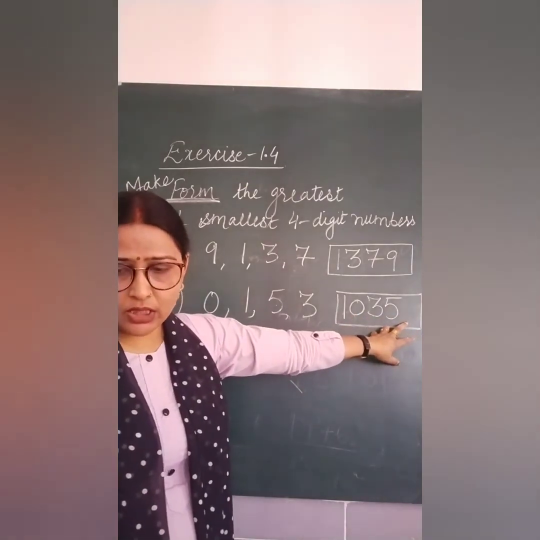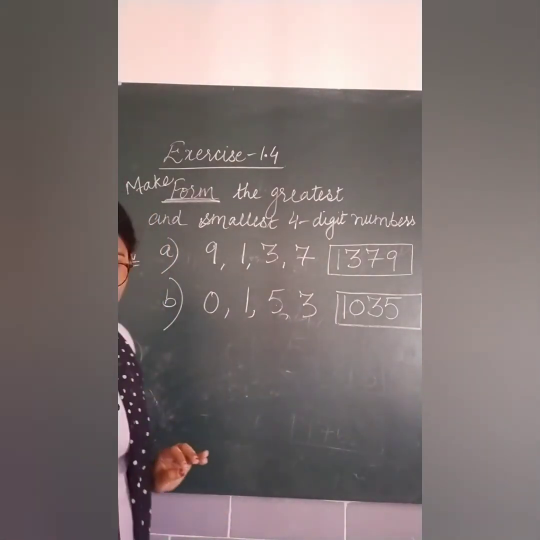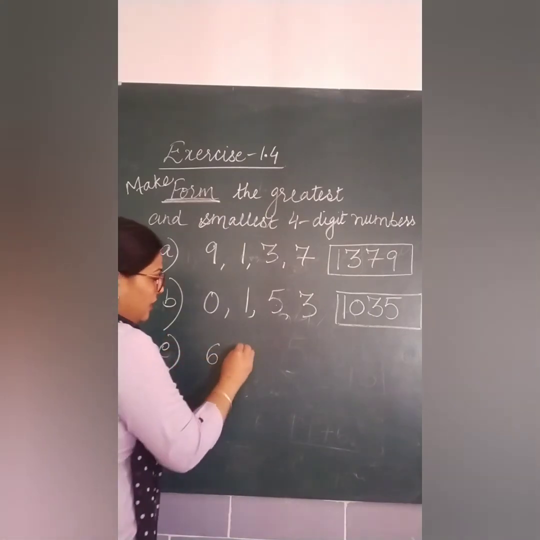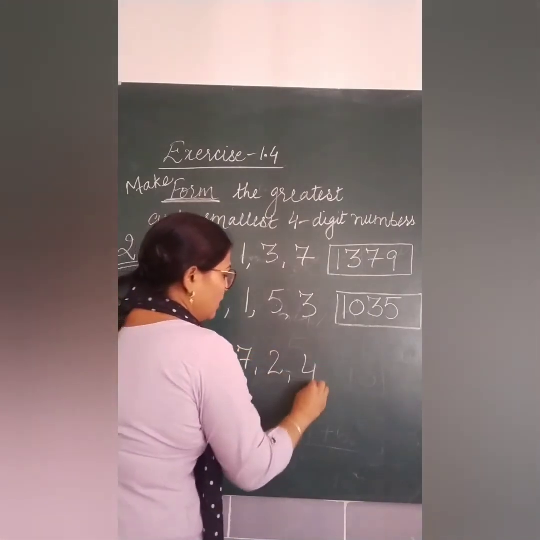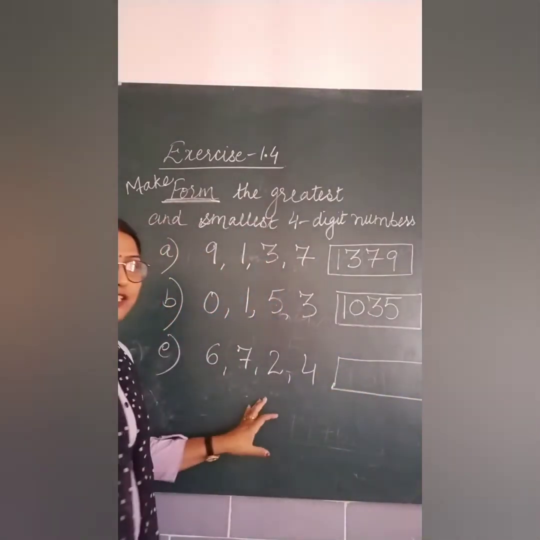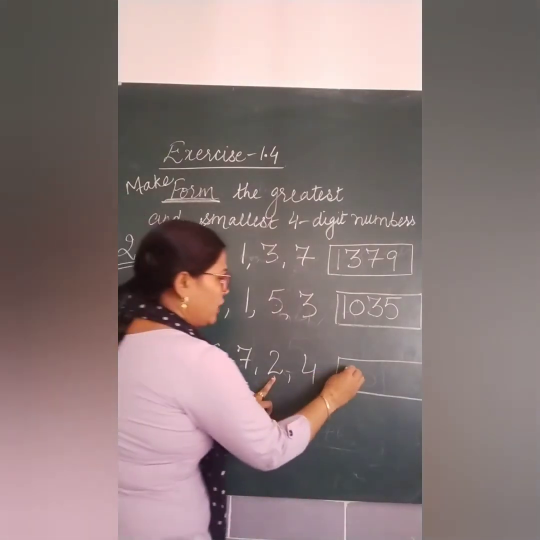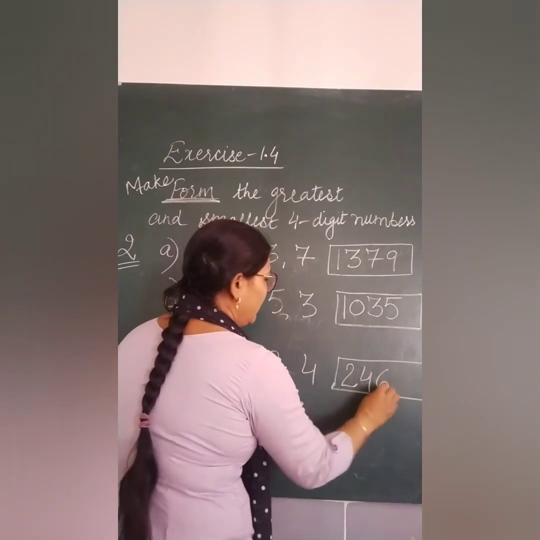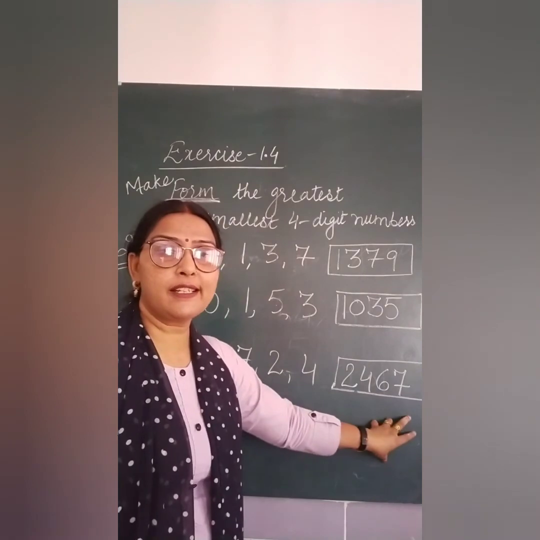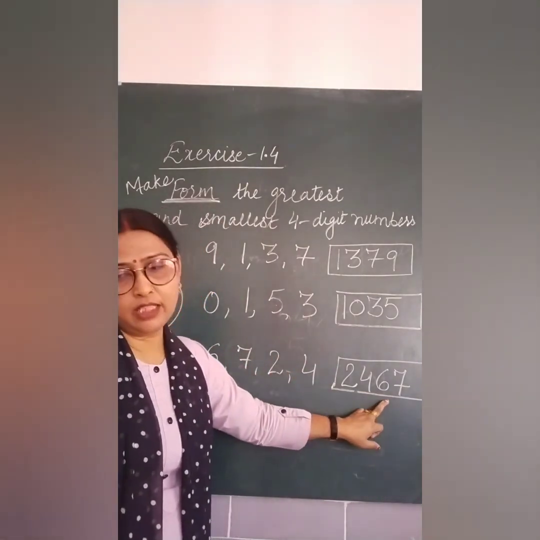Now I am going to tell you E part. Which digits are given in that E part? That is 6, 7, 2 and 4. We have to make the number and we have to write these in increasing order to make the smallest number. So first we will write 2, then 4, then 6, then 7. So here we got 2467. This is the smallest number of these 4 digits.